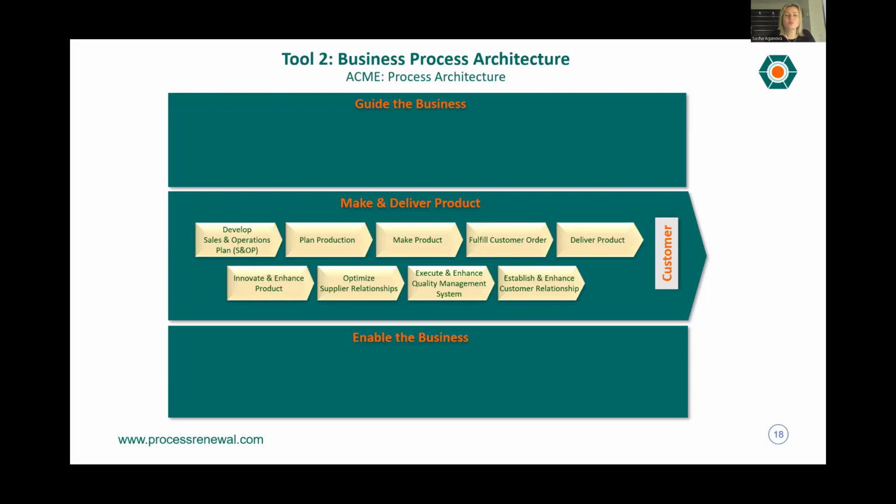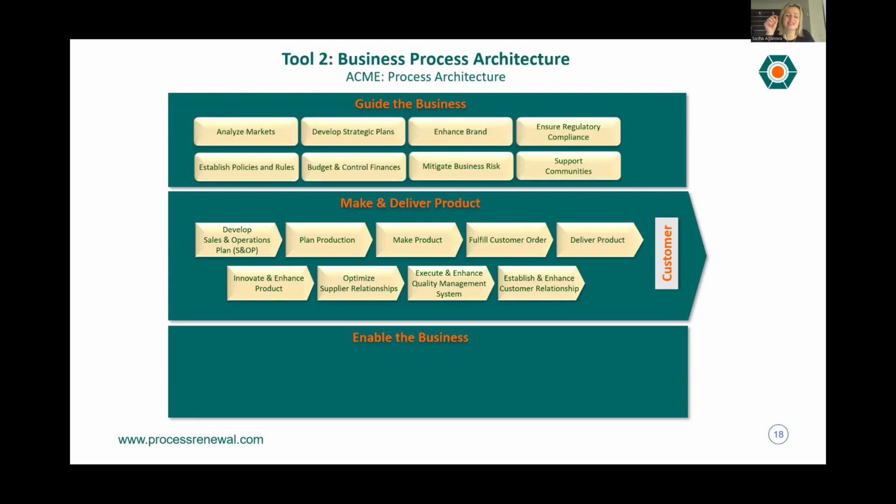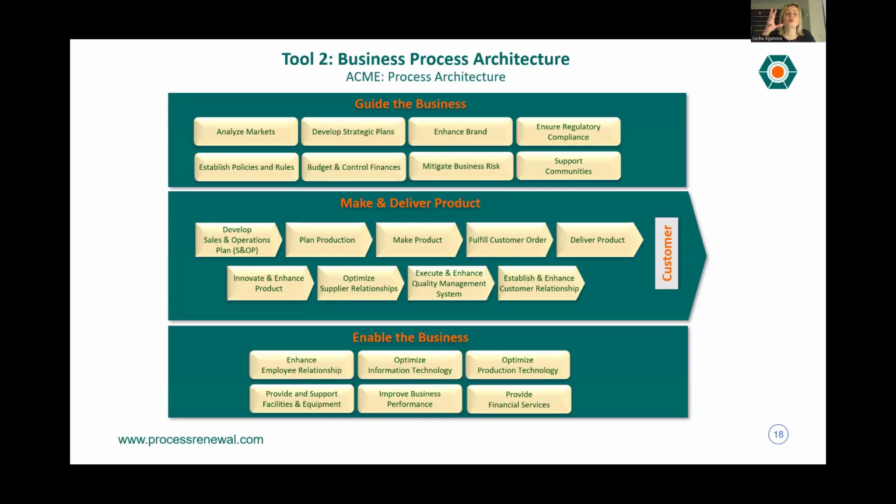Now, on the top are also processes, activities, actions, and these are all synonyms depending on which software you're using. But again, it's a process architecture. So for me, these are guiding processes on top. This is all of the work that guides the business, like develop strategic plans, enhance the brand. And of course, at the bottom, we have some enabling processes, or processes that develop our recurring or reusable assets, reusable resources, like employee relationships, or provide IT, provide people, improve business performance, provide financial services. It's everything to make sure that you are enabling your business to run.